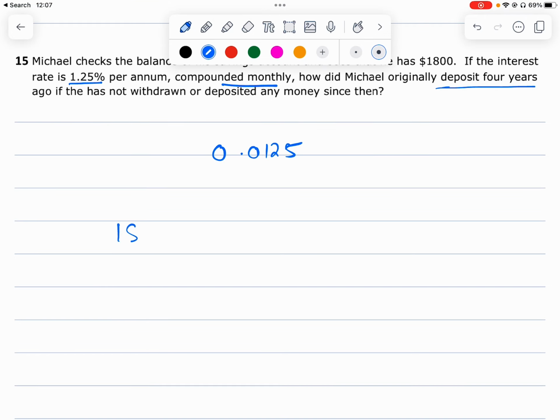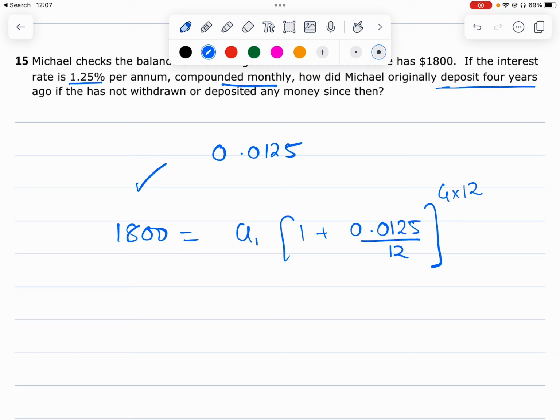So my final amount is 1,800. How much he started with, u1? I don't know. But 1 plus, because interest is being added, divided by 12. Monthly means divided by 12. And how many years? 4 years. 4 years will have how many months? 4 times 12 months. So this is the way you should be doing it.